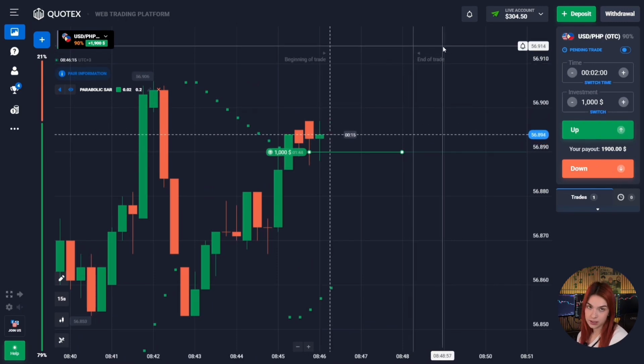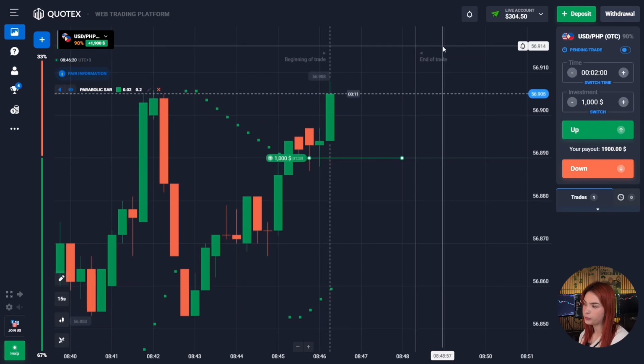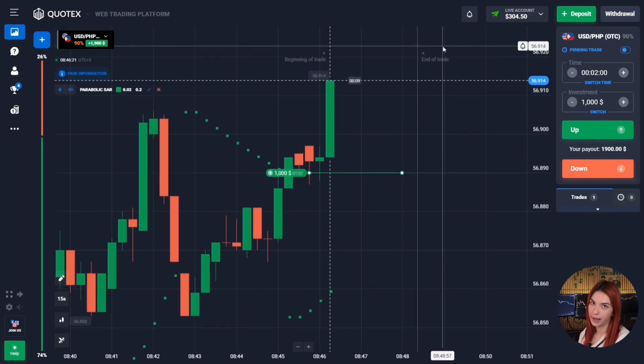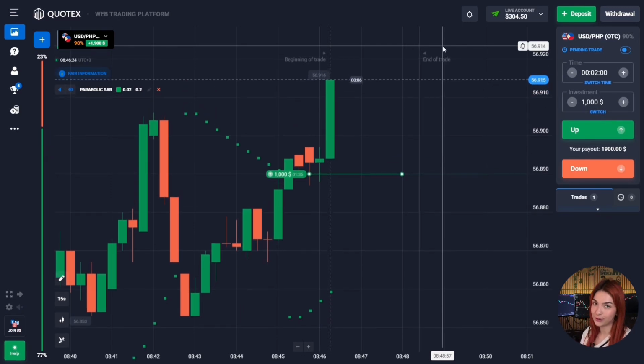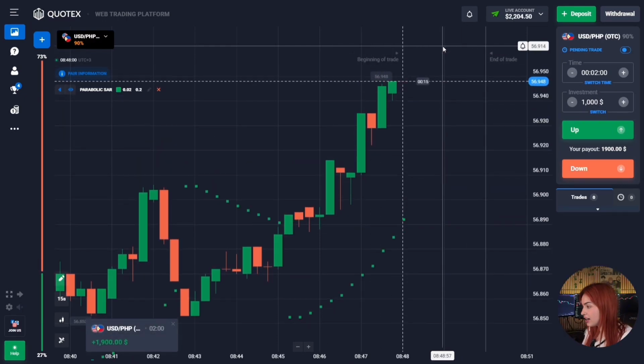I think that 2 minutes will be quite enough for such movement, and as you can see guys, our price is already going above our entry point, so let's wait for the result. Guys, we got the profit here.